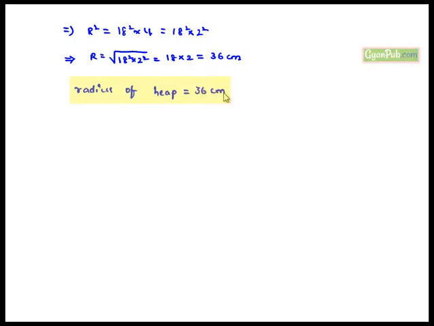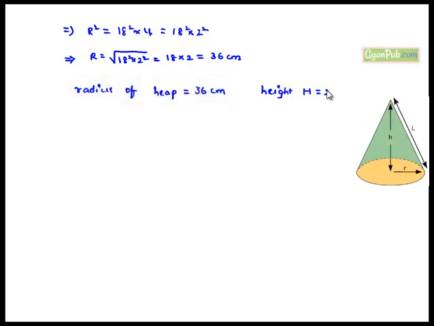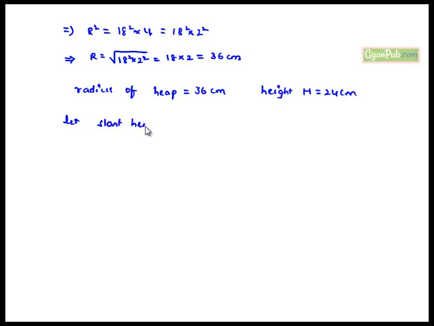Therefore the radius of the heap is equal to 36 centimeters. Now we have the radius of the heap and also the height of the heap h, that is equal to 24 centimeters. Now what we need to find is the slant height of the heap. Let the slant height of the heap be some L.